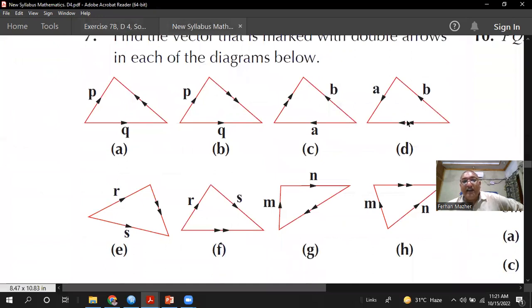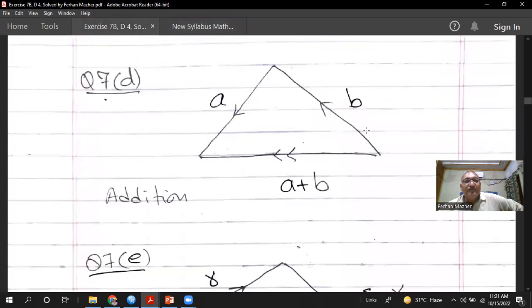Okay, the D part. Here, at the head of the B, you have put the tail of the A. So this is addition. And you have joined the tail of the B with the head of the A. So this is addition. This is head to tail rule. This is addition by triangular law. Let me show you. At the head of the first vector, you have put the tail of the second vector. Then you have joined the tail of the first vector with the head of the last vector. That is addition. So this represents A plus B.